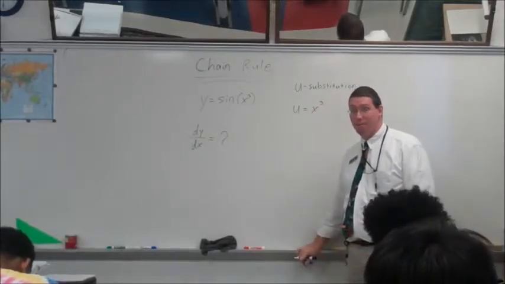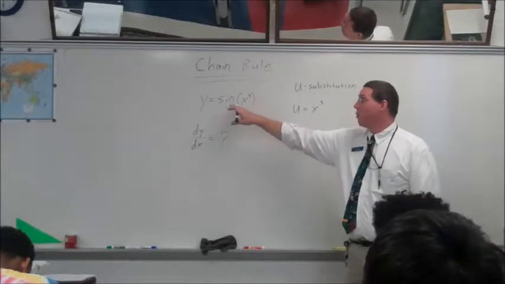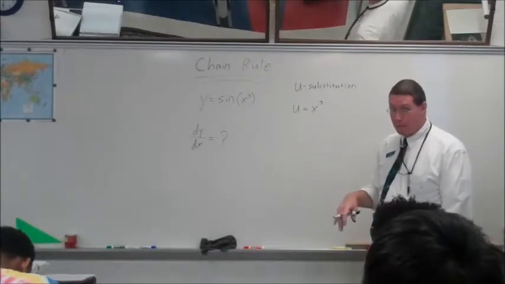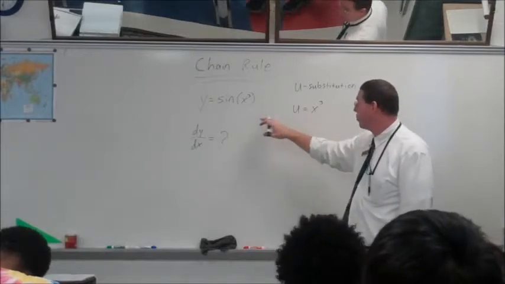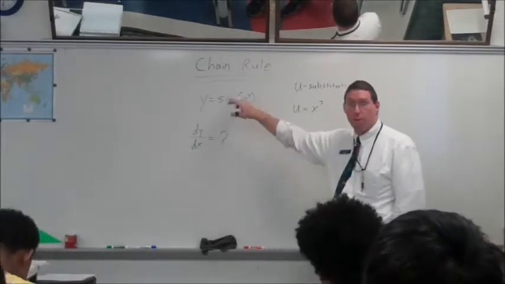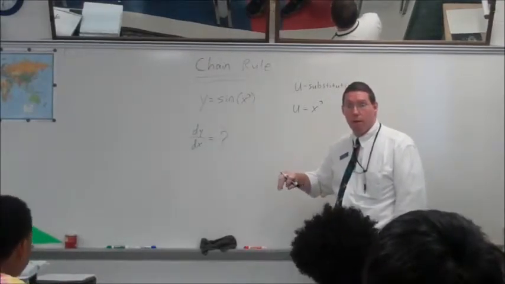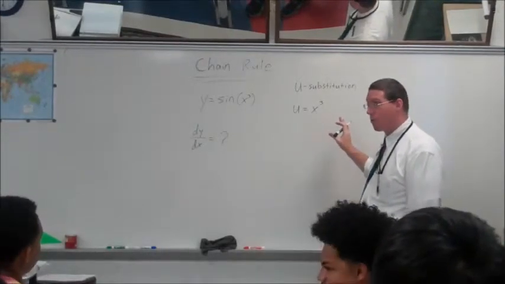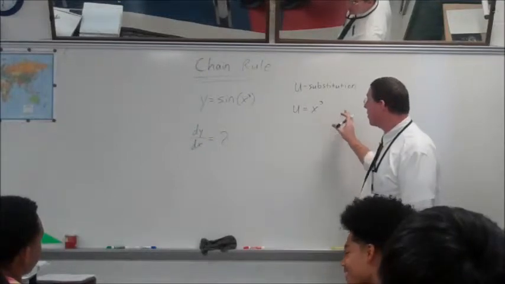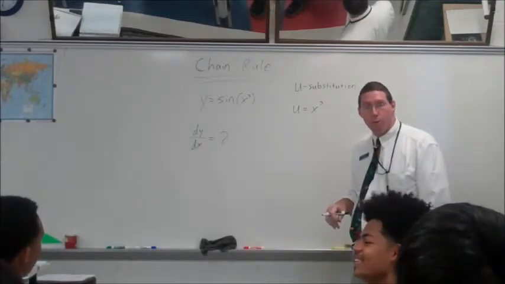Is that simple enough? Because y is equal to sine of x cubed, we can't make y equal to x cubed, because y is not equal to x cubed. It's equal to sine of x cubed. Okay. Are we okay so far? Is that easy enough? Step 1, if you're a steps person: set the inside function equal to u.